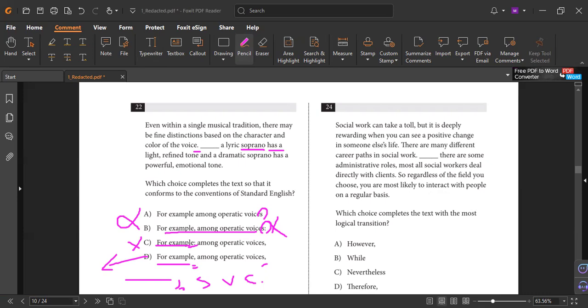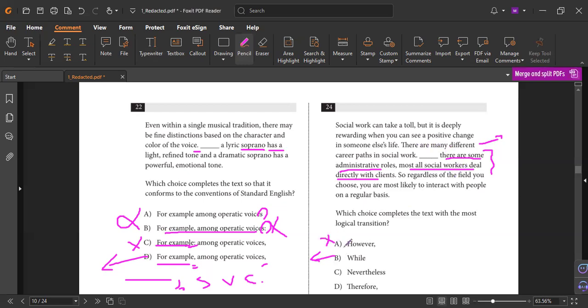So you want to make it A. Let me help you. If you want to use "however," it means this sentence is opposite to this sentence. Is that so? Or is this part opposite to this part? So we have to close this opposite. That means we need to use "while," because the contrast is not between this sentence and this sentence.